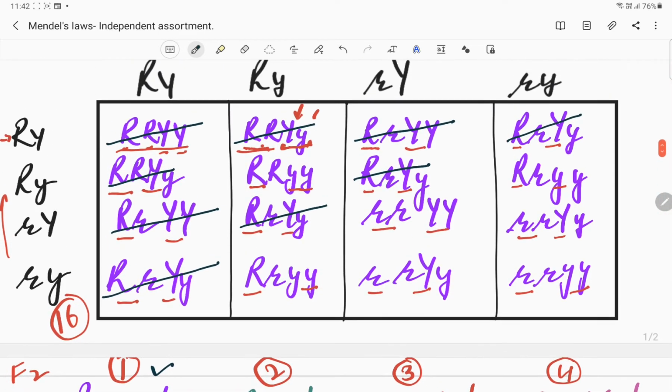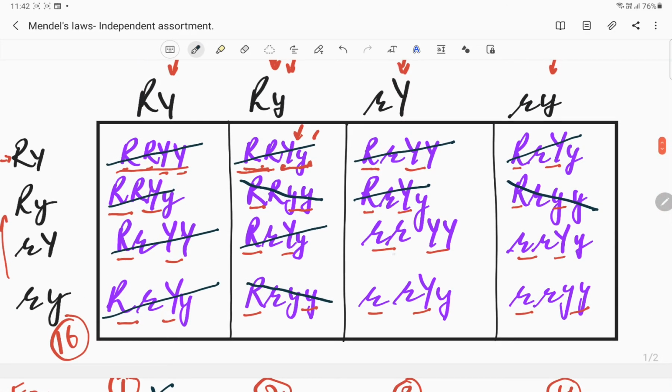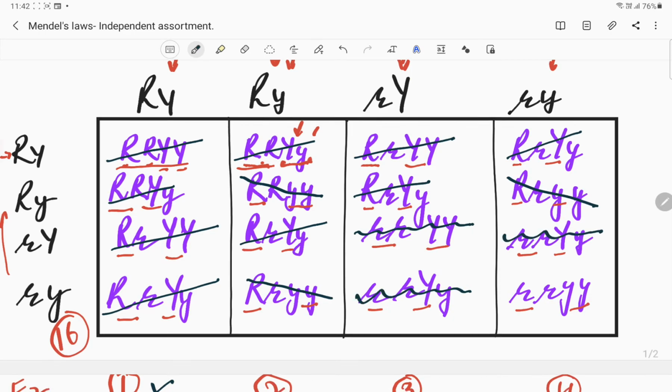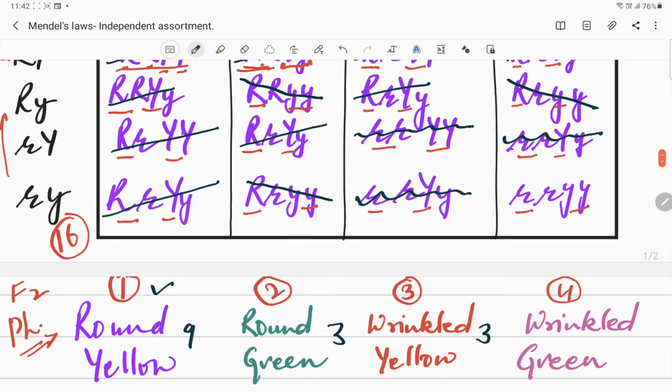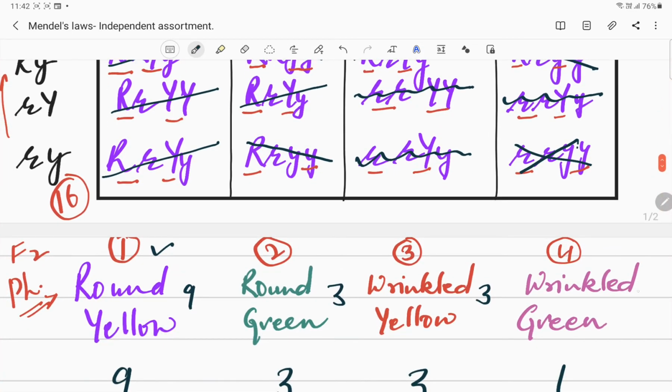And how many round greens do we have now? Let us look at round green. So this is round green 1. This is also round green 2. And this is round green 3 down here. Any more? No. So we got 3 round greens. And how many wrinkled yellows do we have now? This is a wrinkled yellow here, and this is also a wrinkled yellow, and this is also a wrinkled yellow. So we got 3 wrinkled yellows, right? And how many wrinkled greens do we have? Everything else has been struck off and we only have this final one. So we put this like this and we get 1 wrinkled green.